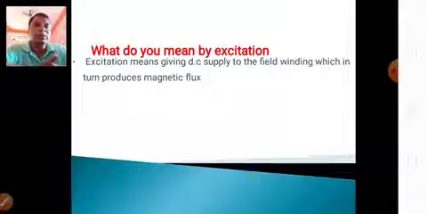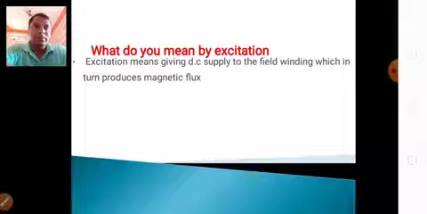When we give the DC supply to the generator, it will produce the magnetic flux. We are giving external excitation. Right? So excitation means giving the DC supply to the field winding, which in turn produces the magnetic flux.